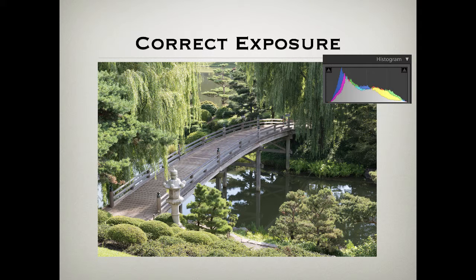So what is a correct exposure? Here's an example of a photograph metered with the camera, set in matrix metering. We'll talk about that in a moment, with a correct exposure. How do we know it's a correct exposure?